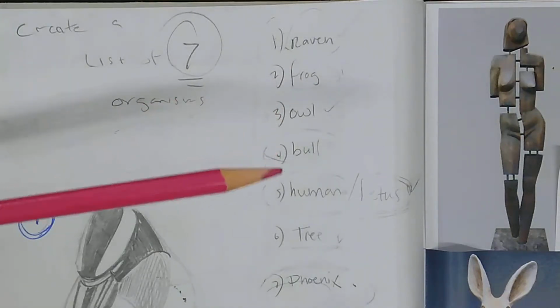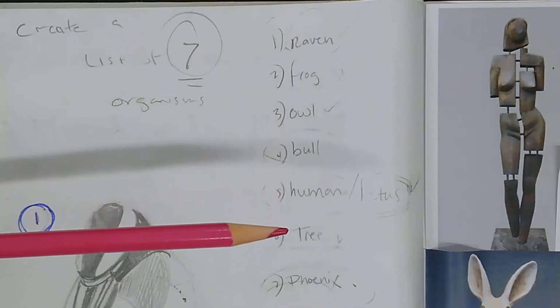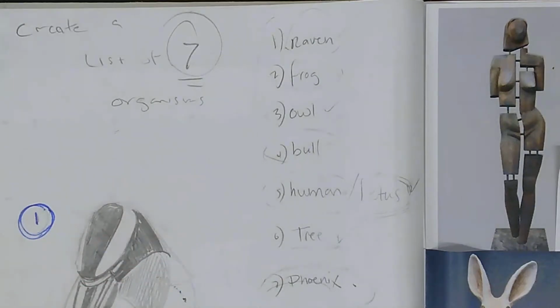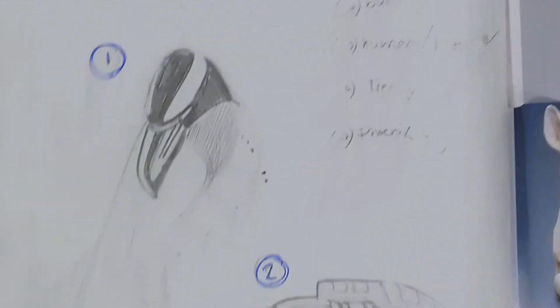Bulls remind me of Spain, which is a country I've traveled to. Like I said, my wife is pregnant. Tree: a lot of sculptures and paintings in my past are related to an avocado tree from my childhood. And lastly, the phoenix is our school mascot. Anyways, so you have a list of 7 to 10 organisms.